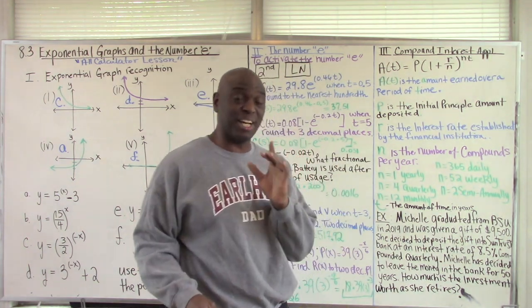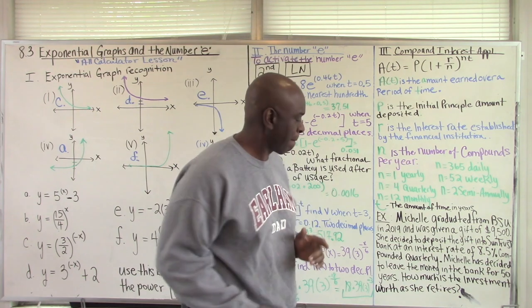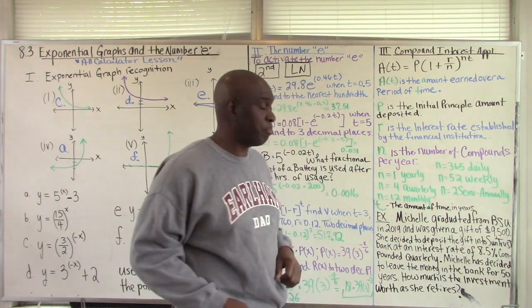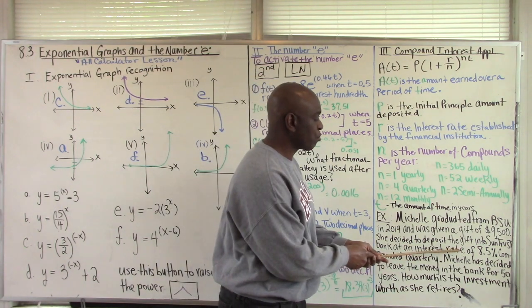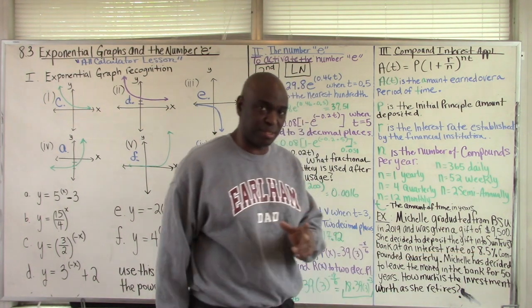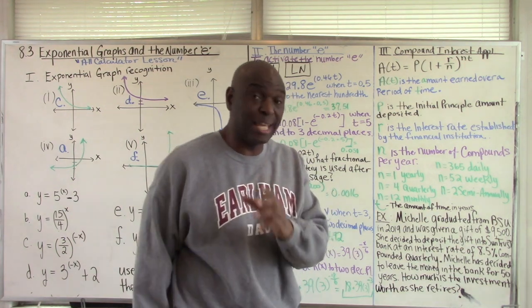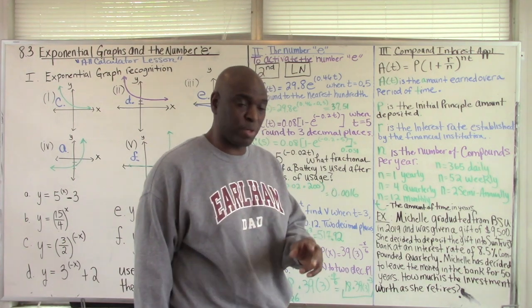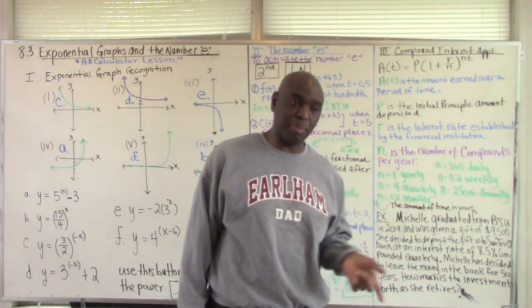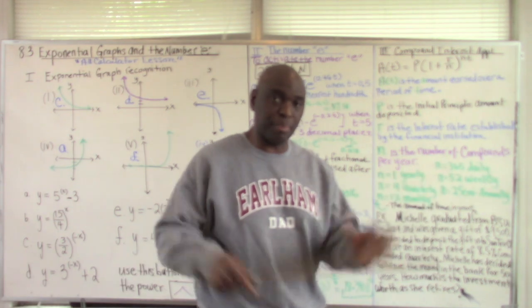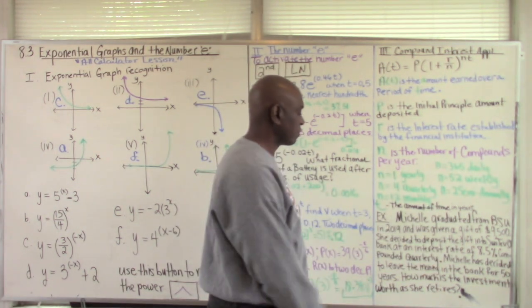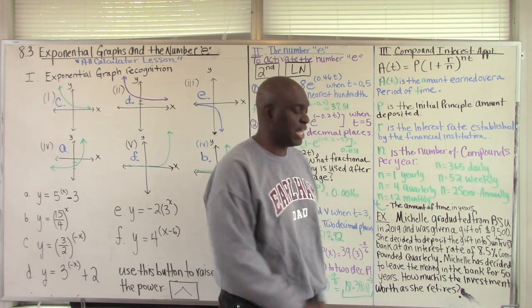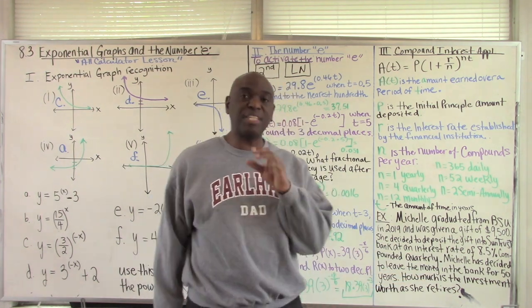So she took her $9,500, went to SunTrust. SunTrust said, okay, we're going to give you an interest rate of 8.5%. We're going to apply that to your principal, and we're going to compound all of that quarterly. Michelle has decided to leave the money in the bank for 50 years.